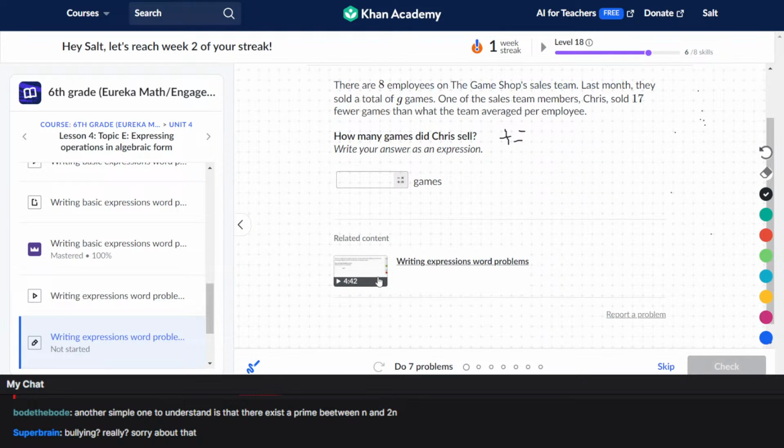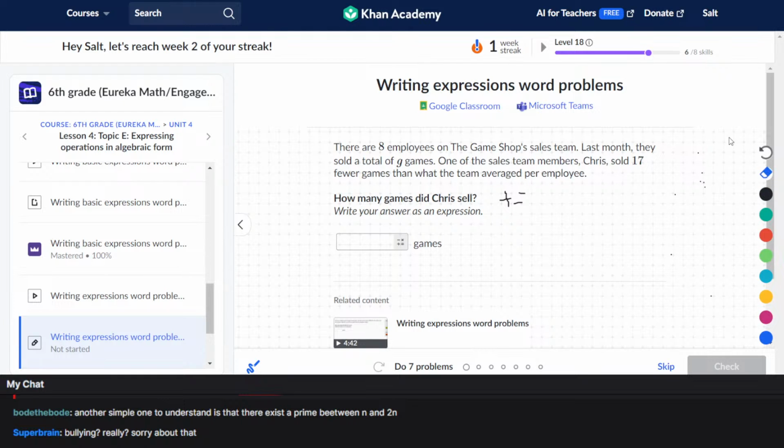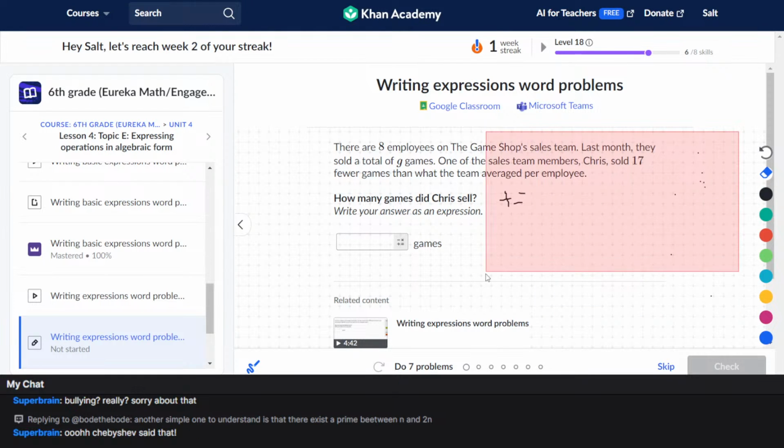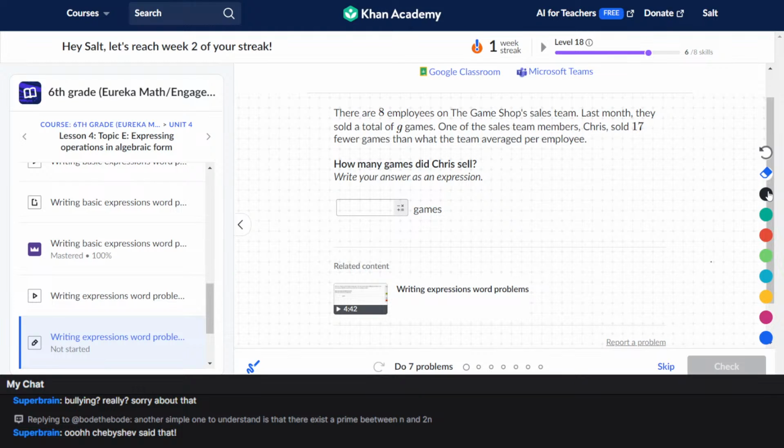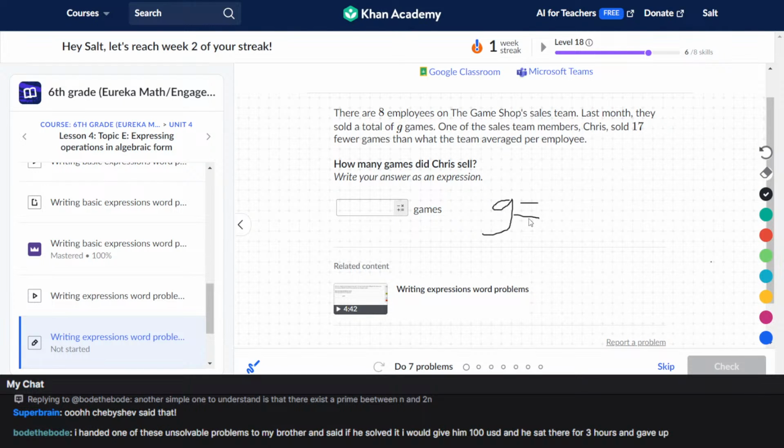What am I doing? Why am I drawing things? Why did I just draw a bunch of dots on the side of my screen? Superbrain says Bode Chebyshev said that. Well, that's fine. Oh yeah, G. Oh, we sold 17 fewer games. Wait. Doesn't this mean there's 2 variables that are missing?